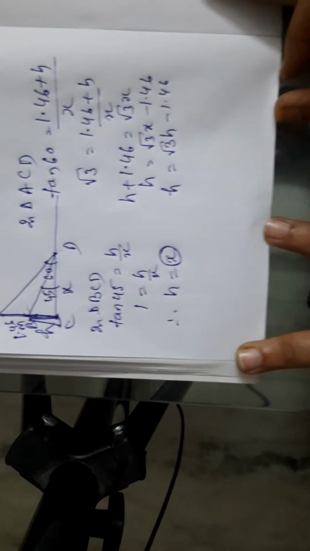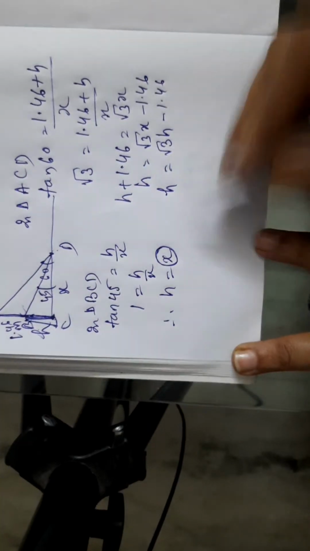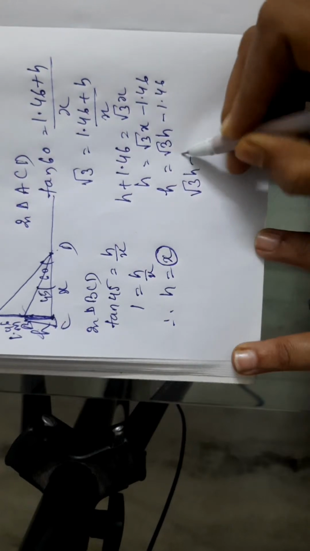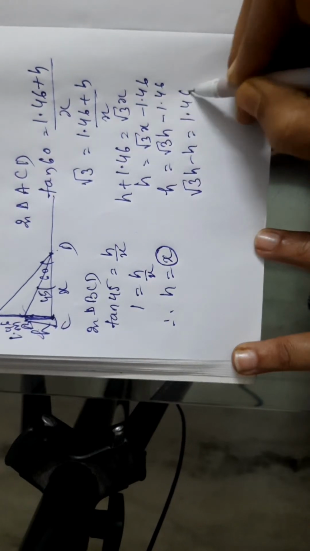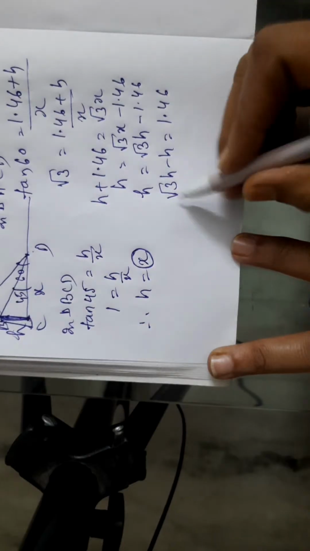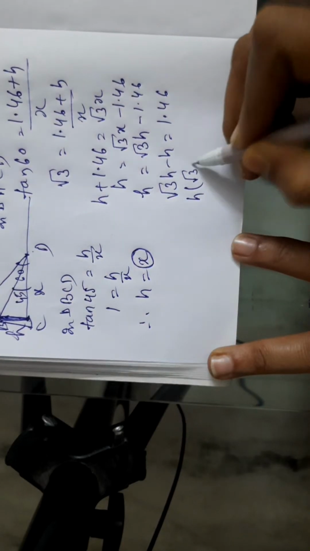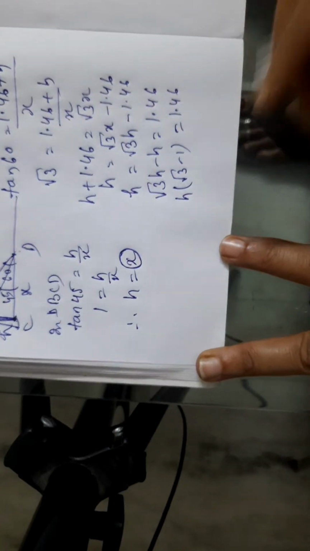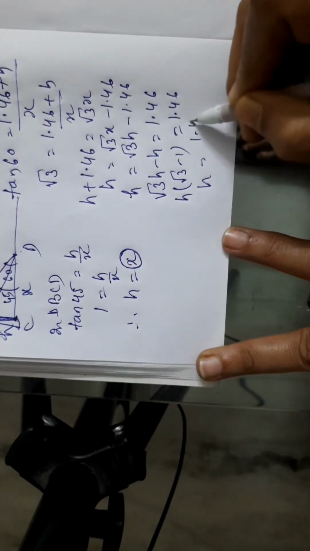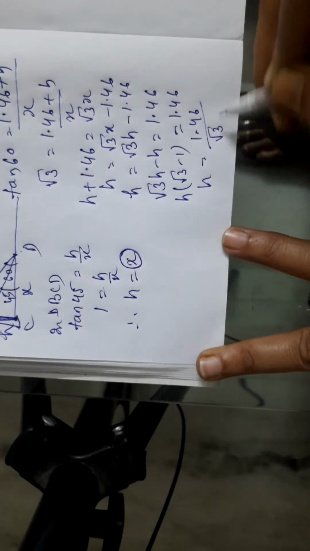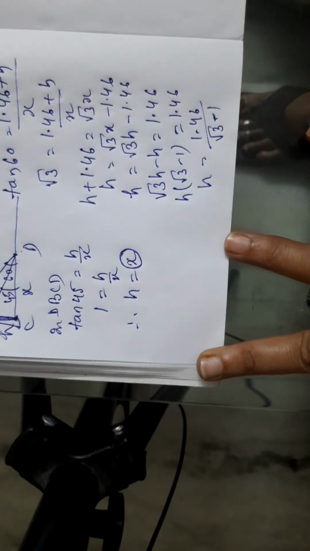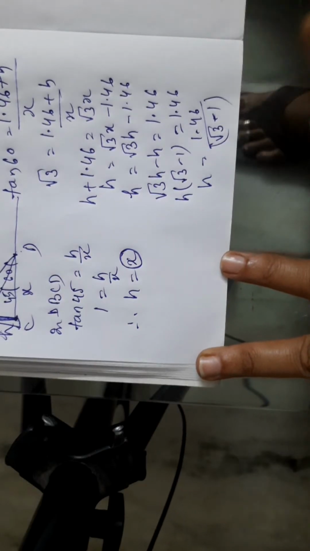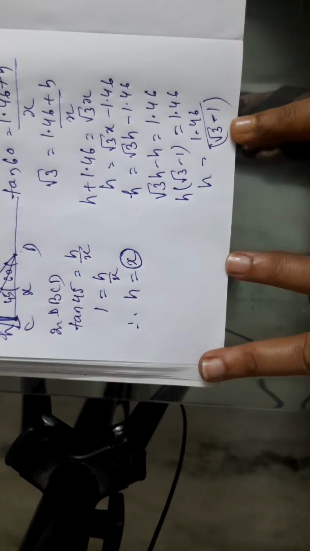Now exchange them. So you are shifting 1.46 to that side. So root 3 h minus h is 1.46. Now we can take h common. So h times (root 3 minus 1) is equal to 1.46. Thus h will be 1.46 upon (root 3 minus 1). Now rationalize and find out the answer. As you are clear with the concept, this part you can do on your own.